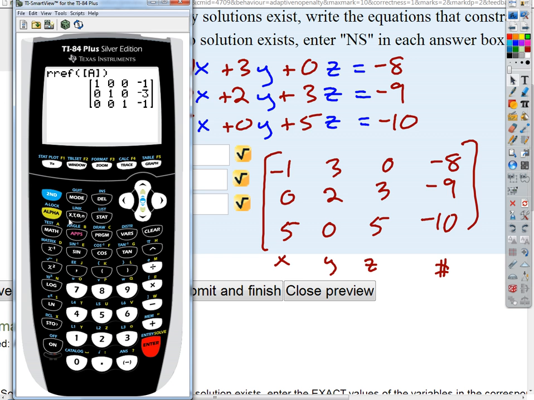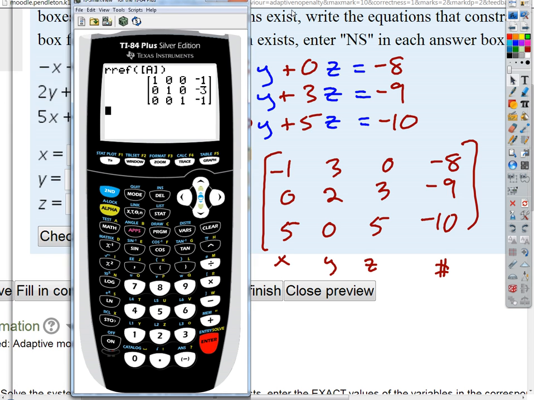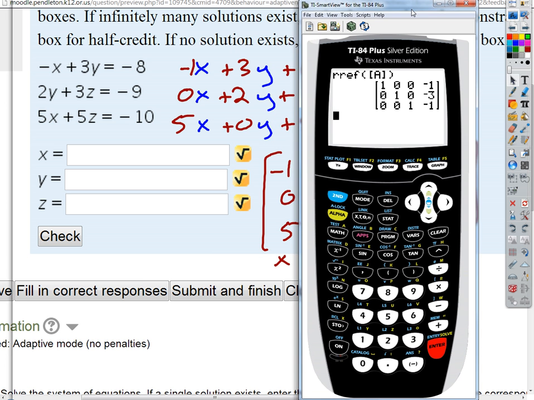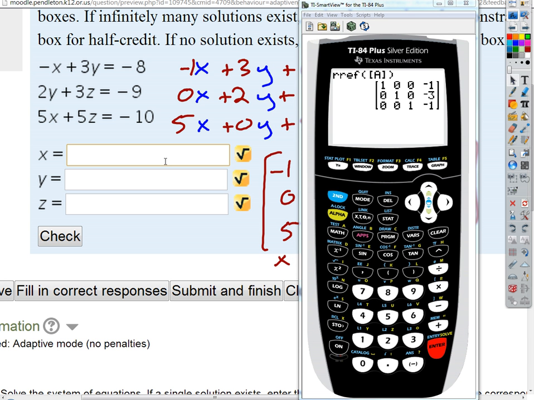Third row, how about that? That's easy, right? And it'll do that for as big a system as you want to mess with. So if we put that into Moodle then, it just wants to know what are the values of those 3 variables. Well, we got them. Just -1, -3, and -1. Check.